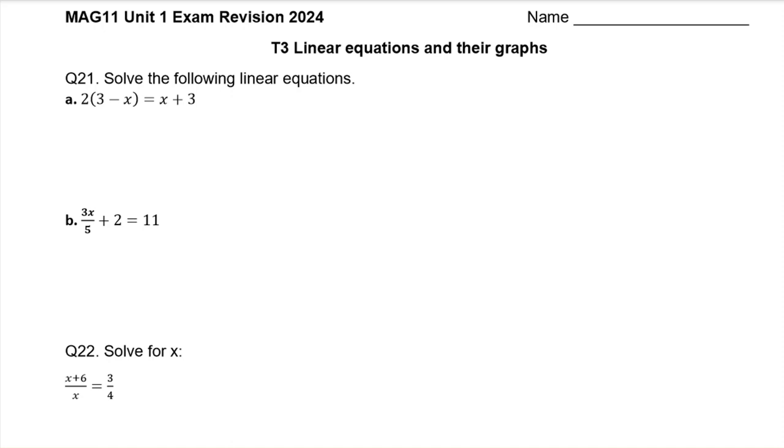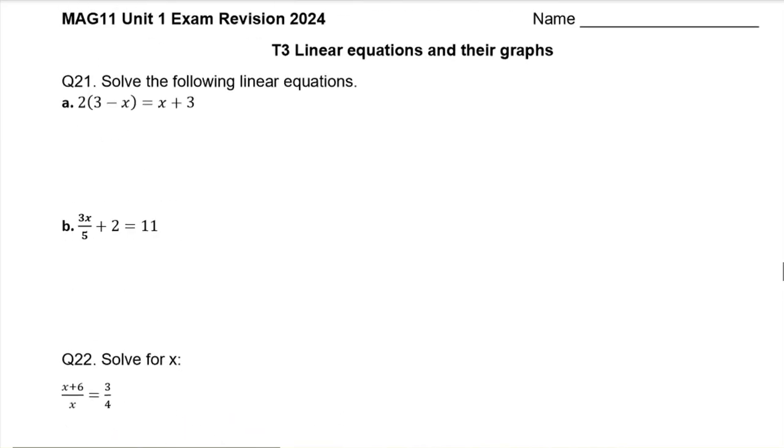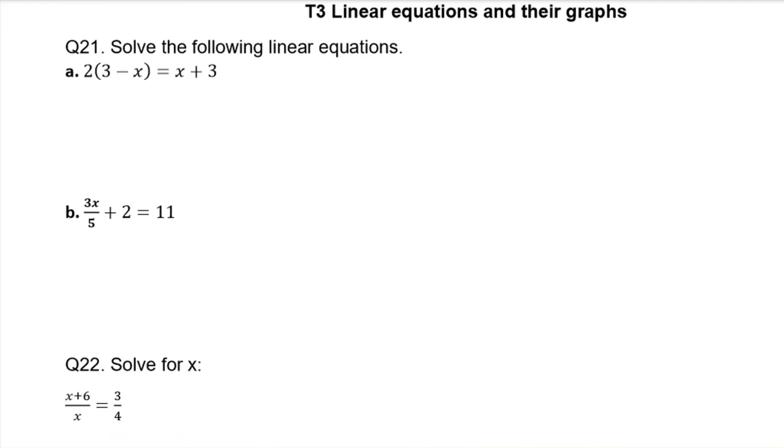On to question 21, 22 and 23. I'll try to do them all in this one video. So 21 says solve the following linear equations, and so here we're just solving for x. So first what you've got to do is expand this bracket here. So that means I'm going to multiply the 2 times 3. I'm going to get 6. Then 2 times negative x, which is just negative 2x. So that's done there, equals x plus 3.